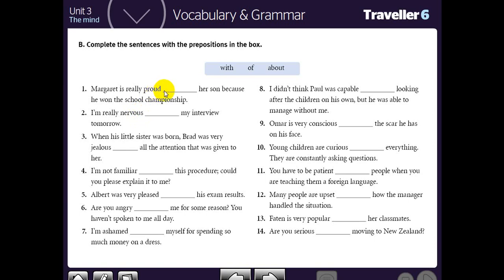Proud of. Okay, let's go to number 2. Nervous, my interview. Nervous with, of, about? Nervous about. Okay, when his little sister was born, Brad was very jealous of all the attention that was given to her. Jealous of.